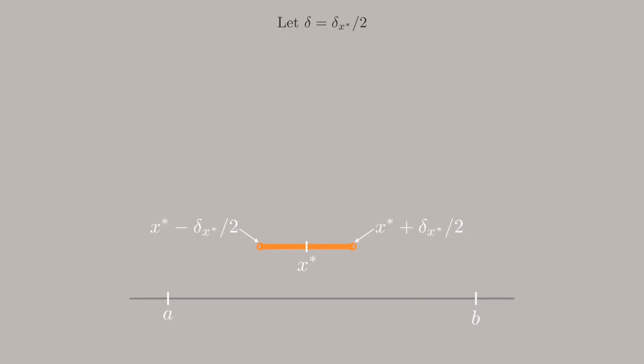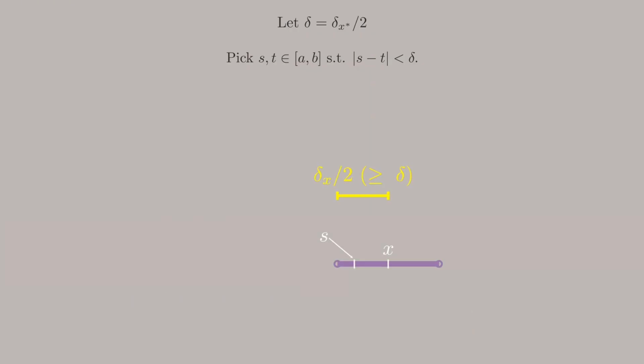Now let's show this delta works as advertised. Let's pick s and t in the interval from a to b so that they are less than delta apart. We know that s must be in one of those open intervals covering the entire interval a to b, and that interval must have radius at least delta. That's the way we chose delta, after all. Now t is at most delta away from s, so it could be outside this thicker purple interval, but it can't be outside the original full-size interval of radius delta sub x. Finally, since s and t are in the same original delta sub x interval, their y values are less than epsilon apart, and we're done.